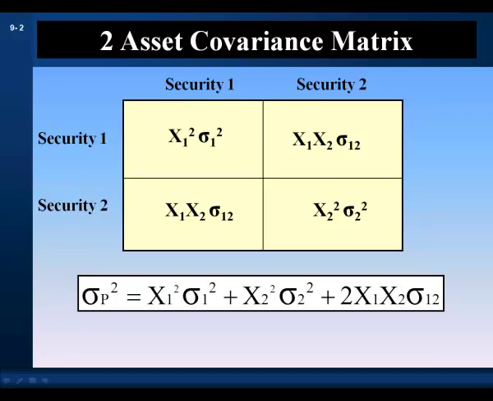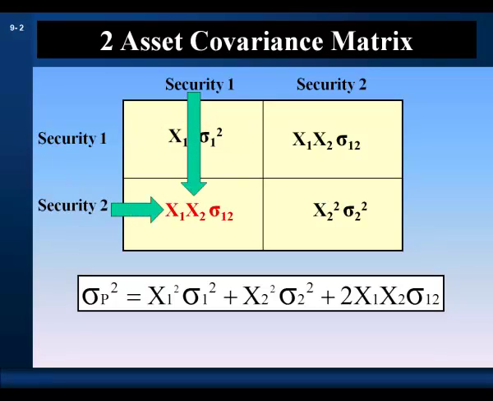In this example, we'll construct a two-asset covariance matrix, given security 1 and security 2. Each cell is the convergence of two securities. The cells contain the product of the portfolio weights for each security and the covariance between the securities. Let's fill the cells with the elements for the variance. In the upper left cell, we have the proportion invested in security 1 times the proportion invested in security 1, and that's the proportion invested in security 1 squared, times the covariance of security 1 with itself, and that's the variance of security 1.